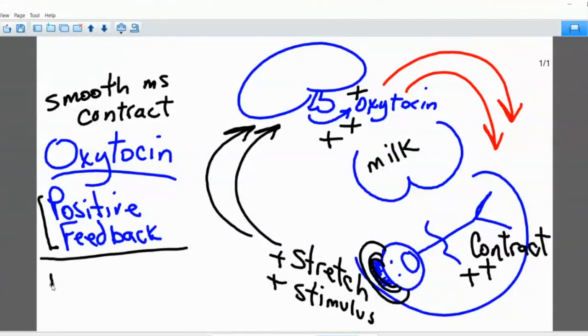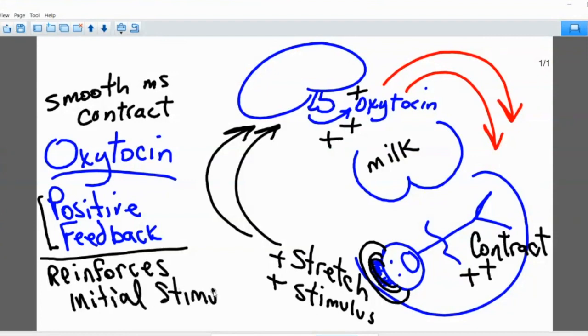Positive feedback means it reinforces whatever the initial stimulus was. So it pushes it to keep happening and keep happening until that stimulus is gone, okay?